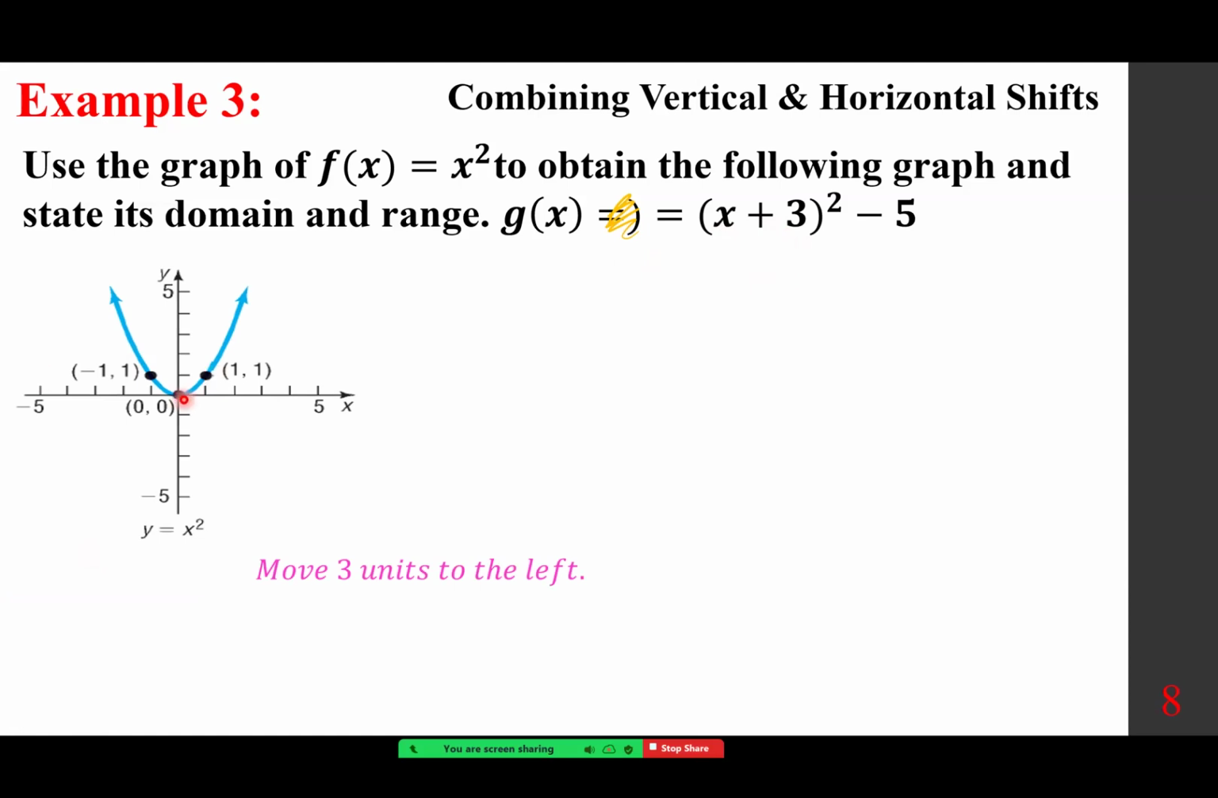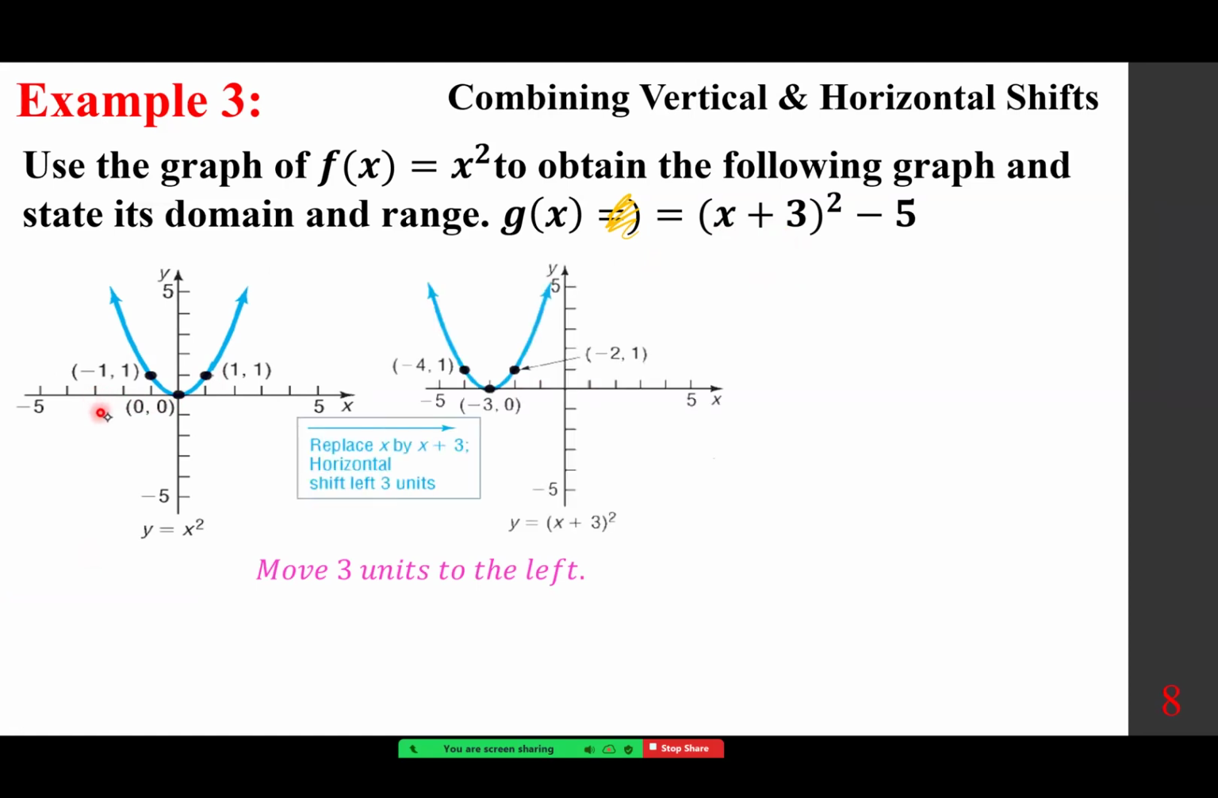So just for the sake of argument, this one moves here, and the vertex will be located at this point with coordinates negative 3, 0. So replace the x by x plus 3, horizontal shift left 3 units. Now negative 5. Now you're done with that. You're looking at this one, and we are going to apply the negative 5, bring it down by 5 units. Okay, so we're going to move it 5 units down.